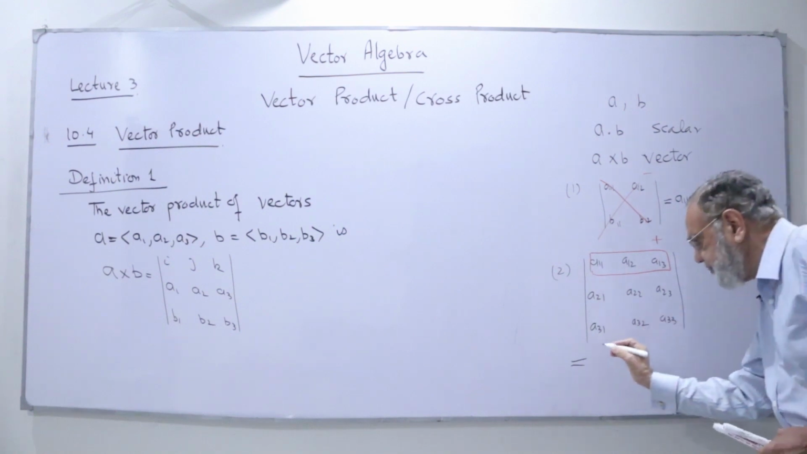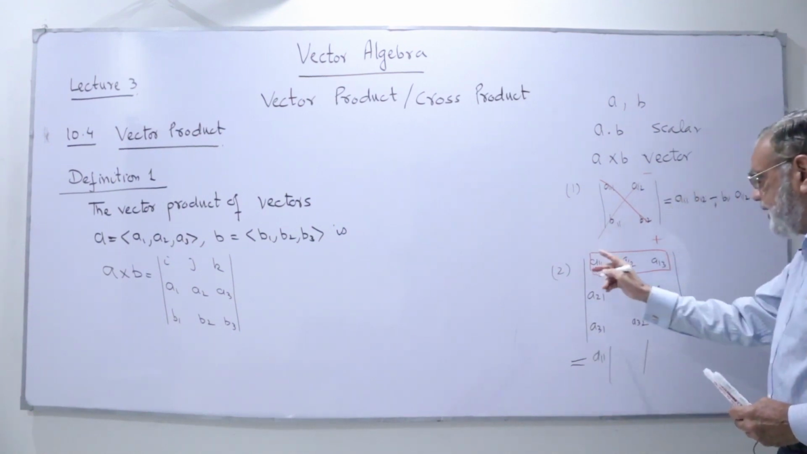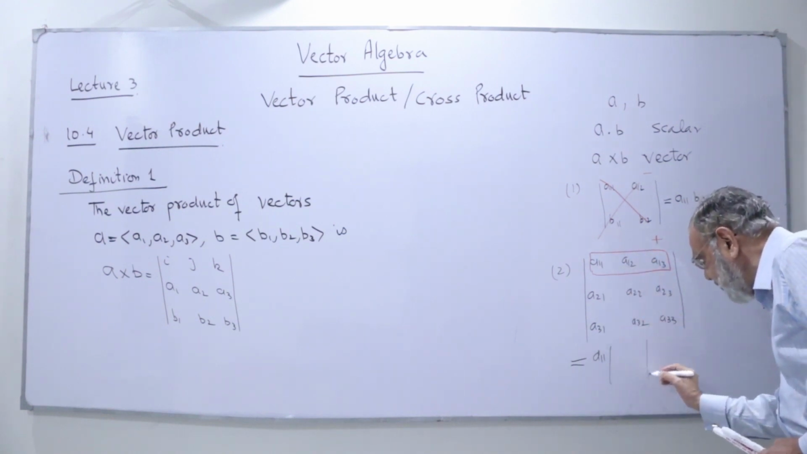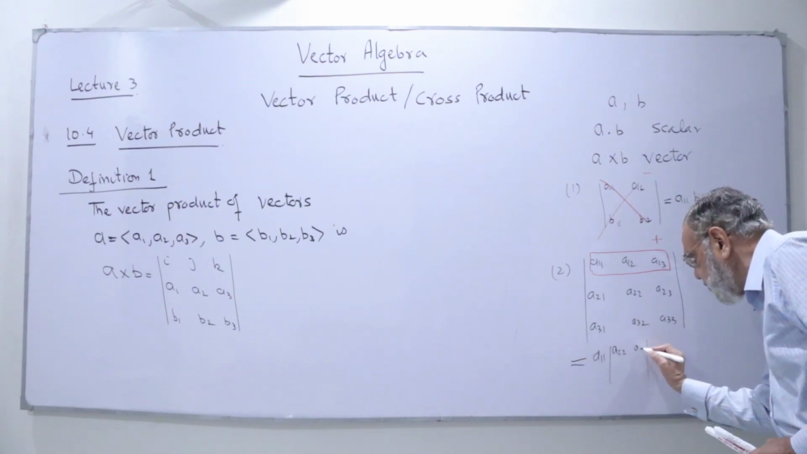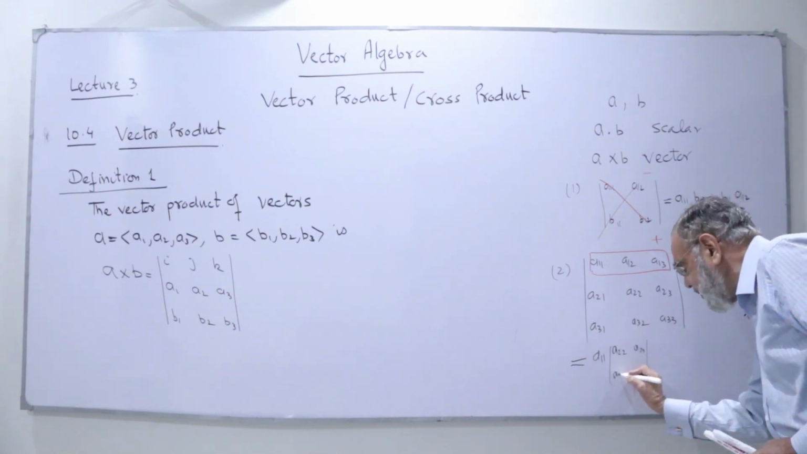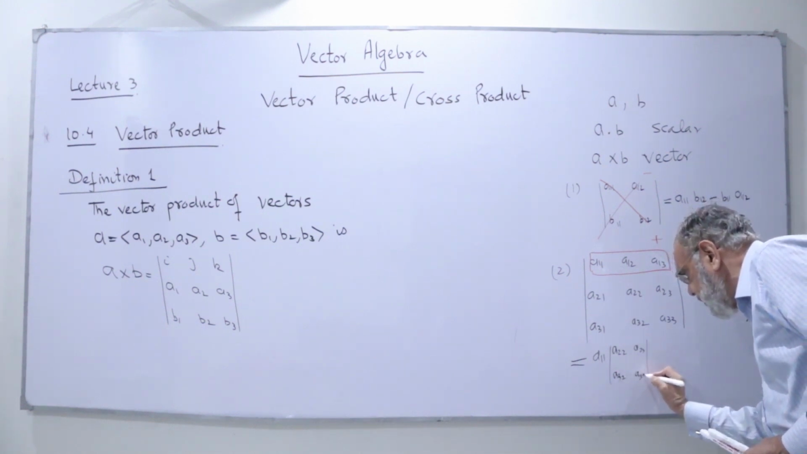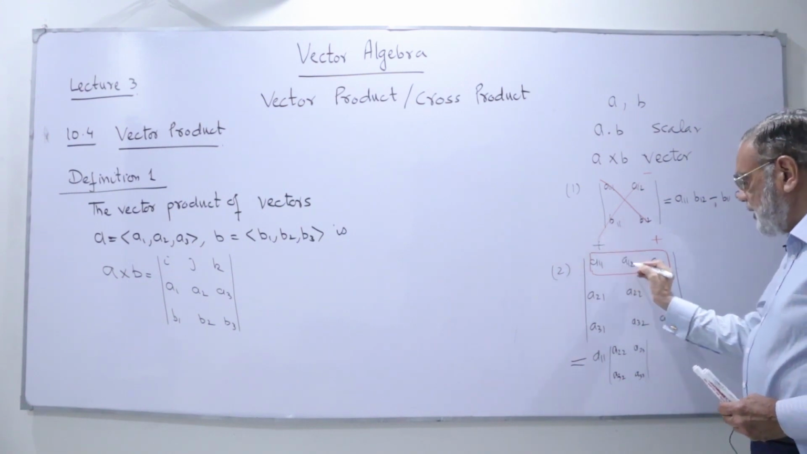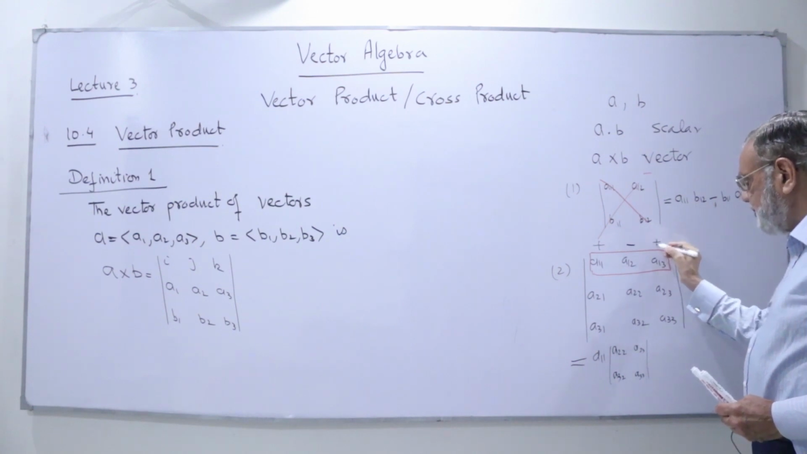We write here A11. The cofactor of A11 is obtained by eliminating its row and its column; what is left is the cofactor of A11. We get A22, A23, A32, and A33, with a plus sign. Then the cofactor of A12 gets a minus sign, and the cofactor of A13 gets a plus sign.